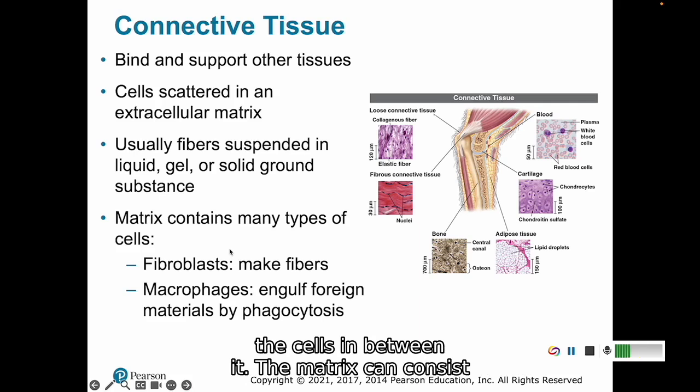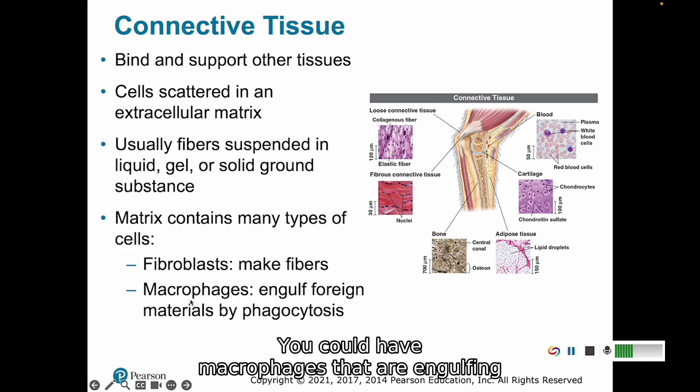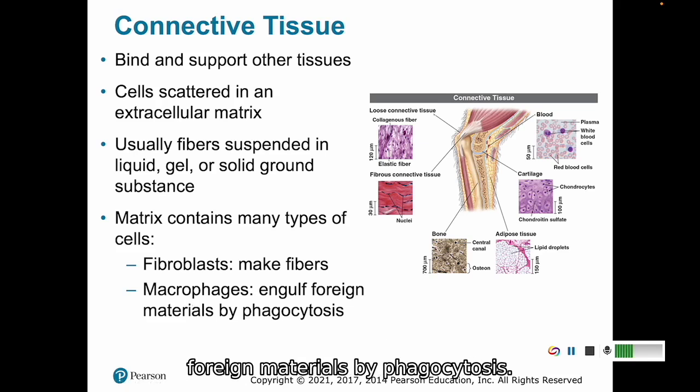The matrix can consist of different types of cells. So you could have fibroblasts that are making fibers. You can have macrophages that are engulfing foreign materials by phagocytosis. That's a word that I hope you remember from 1110, phagocytosis. If not, pause and look that up.